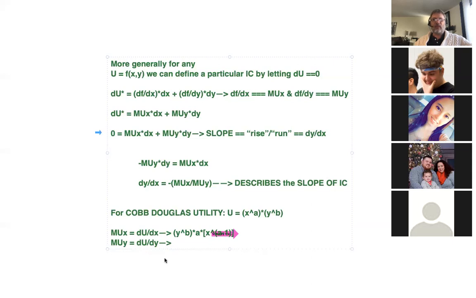Can you just move the pink arrow? What's that? The pink arrow? Oh, you want me to move it? Okay, sure.